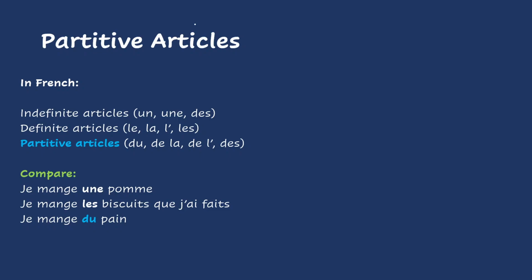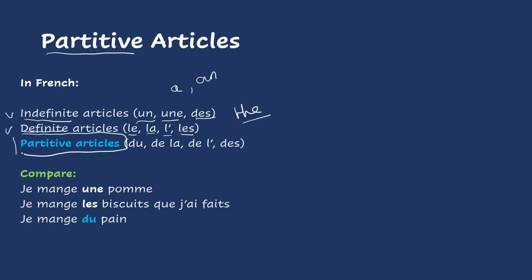Today we are going to learn about the partitive articles in French. So we already learned about the indefinite articles in French, such as un, une, in English, a, an. And we also already learned about the definite articles, le, la, l', and les. In English, they are the. And today we are going to learn about the partitive articles. This is the third type of articles in French: du, de la, de l', and des.